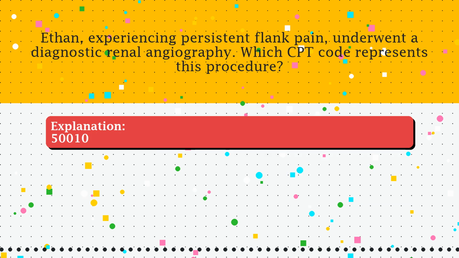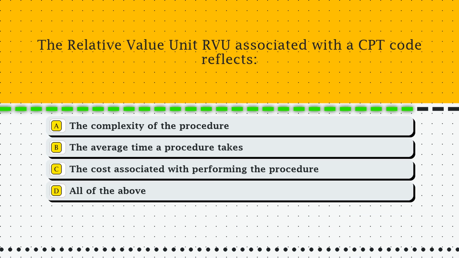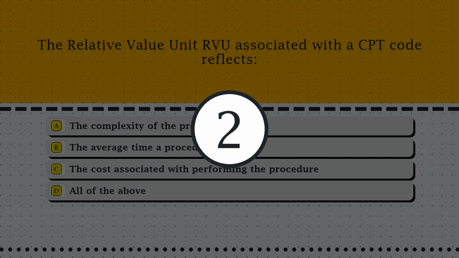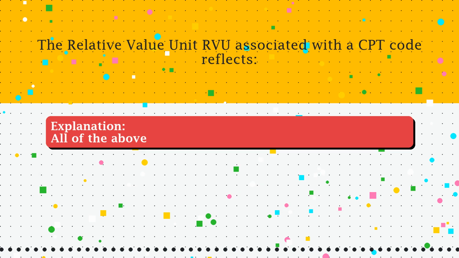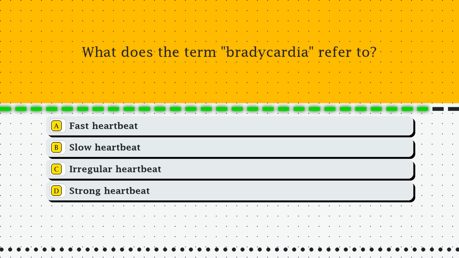Question 198. The relative value unit, RVU, associated with a CPT code reflects: Option A, the complexity of the procedure. Option B, the average time a procedure takes. Option C, the cost associated with performing the procedure. Option D, all of the above. The correct answer is option D, all of the above.